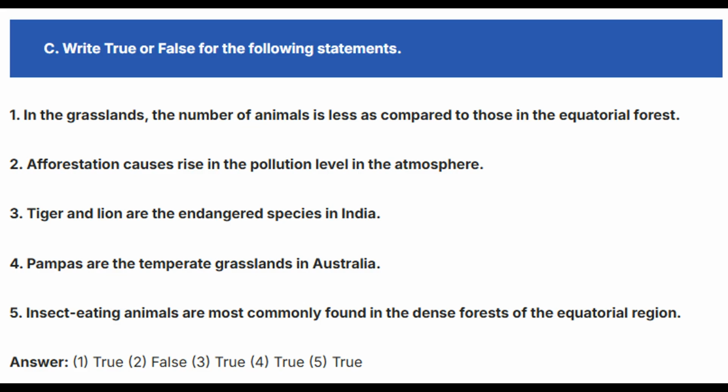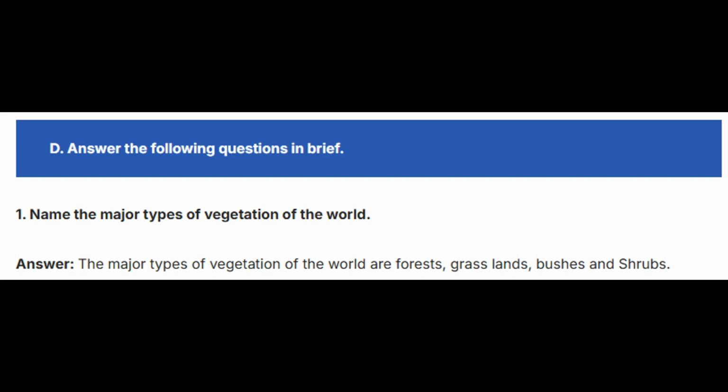Answer first, true. Second, false. Third, true. Fourth, true. Fifth, true. D. Answer the following questions in brief. First, name the major types of vegetation of the world. Answer, the major types of vegetation of the world are forests, grasslands, bushes, and shrubs.